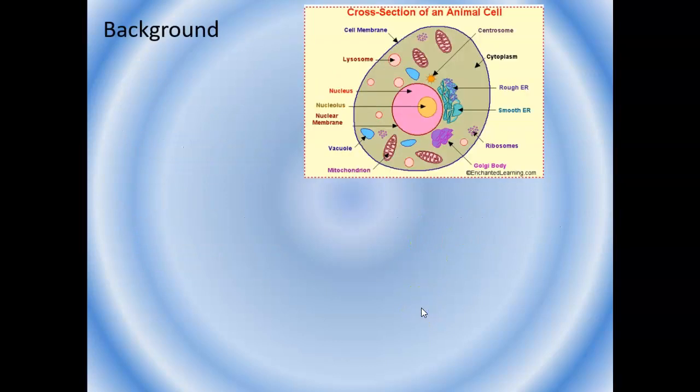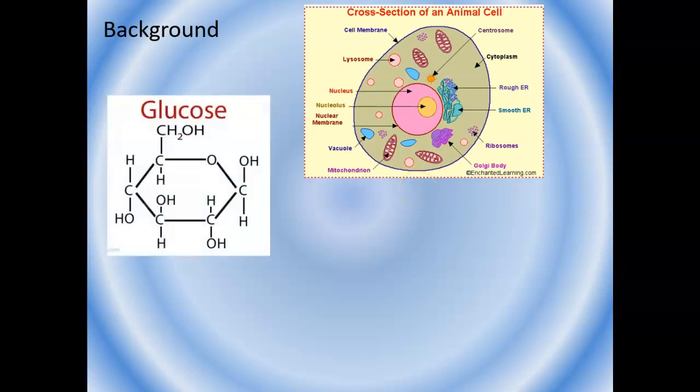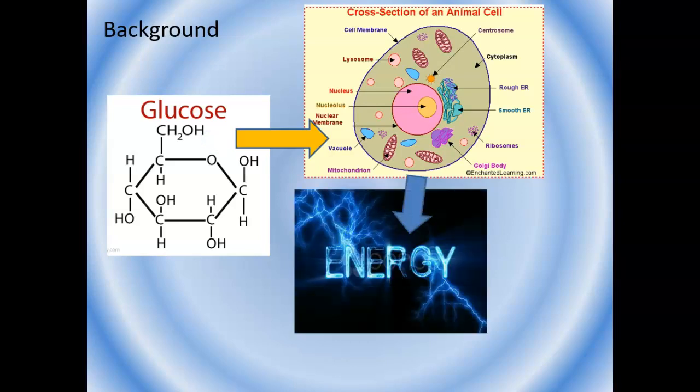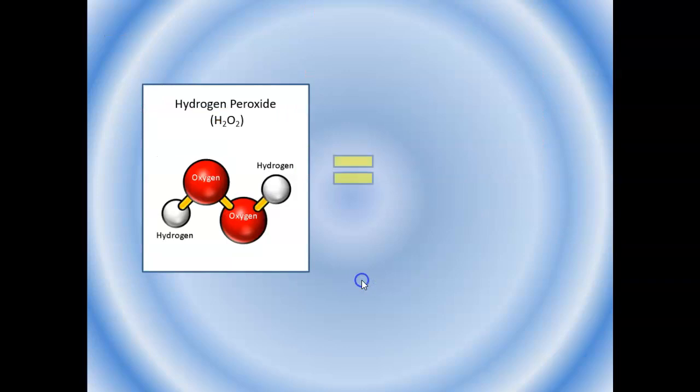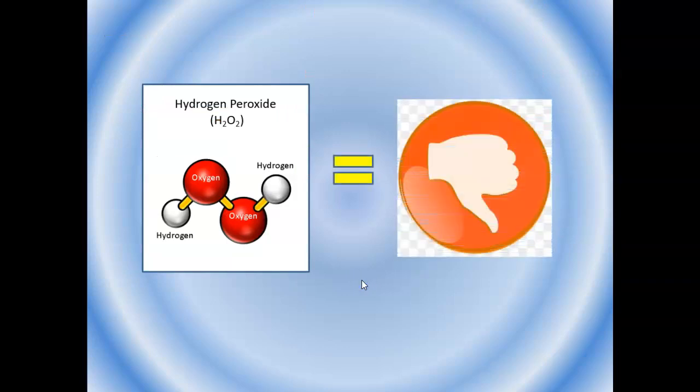So looking at what we're dealing with here is the idea that all animals have cells, and cells need energy. They get their energy from a molecule called glucose. It goes into the cell, we break it down. One of the things that happens in the process of breaking this down and releasing the energy is that we also produce a molecule called hydrogen peroxide. And hydrogen peroxide, H2O2, it turns out is bad. It's actually toxic for our cells. So we don't want to have hydrogen peroxide in our cells. So we're going to attempt to get rid of that.